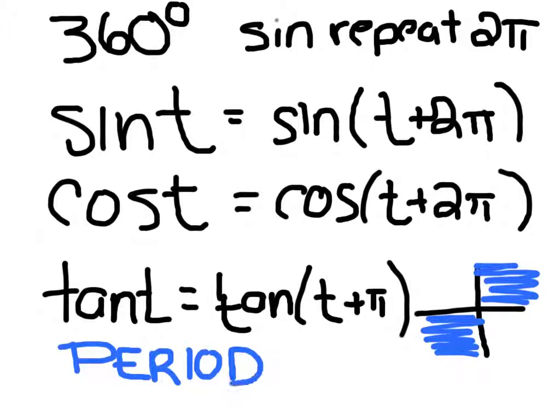Now, we're going to be working with changing periods in sections 4.5 and 4.4, but for right now, the periods that you know about are sine and cosine have a period of 360, tangent has a period of 180.